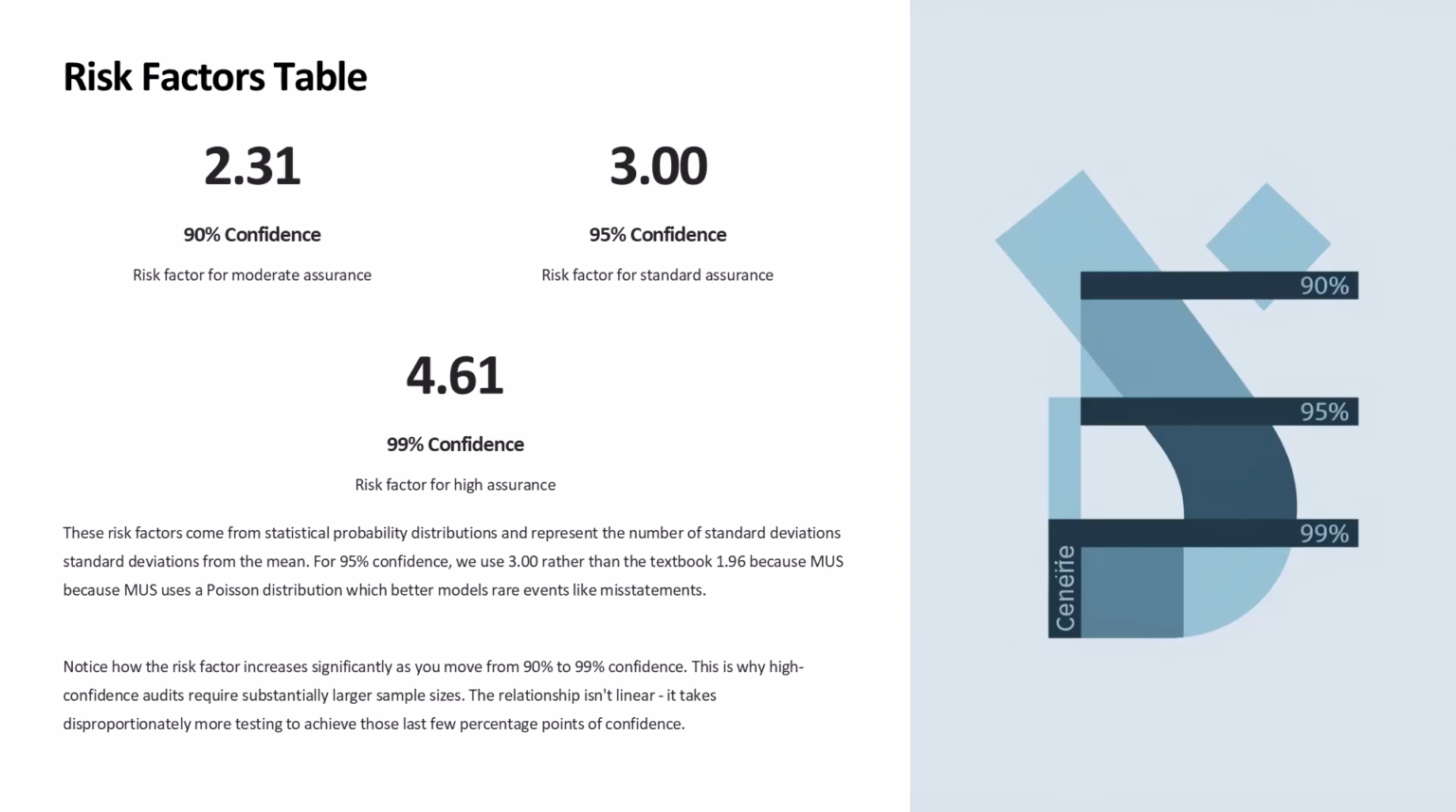For 95% confidence, we use 3.00 rather than the textbook 1.96 because MUS uses a Poisson distribution, which better models rare events like misstatements. Notice how the risk factor increases significantly as you move from 90% to 99% confidence. This is why high confidence audits require substantially larger sample sizes. The relationship isn't linear. It takes disproportionately more testing to achieve those last few percentage points of confidence.